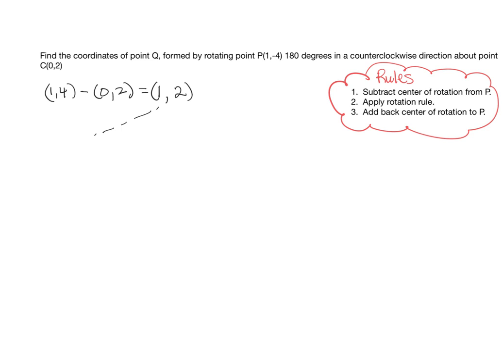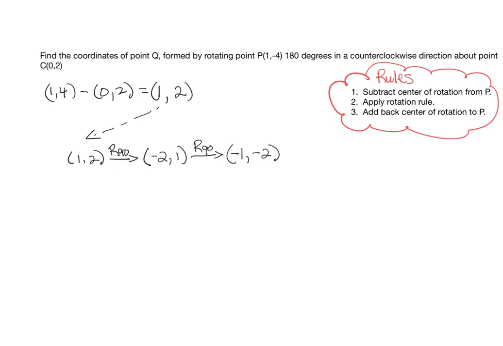Okay, now I'm going to take that point, which is 1, 2, and I have to rotate it 180 degrees. So you and I both like to do the 90 twice. So I'm going to do negative y, x, that's 90. Now let's do one more 90, and that's negative y, x. There's my 180 degrees.